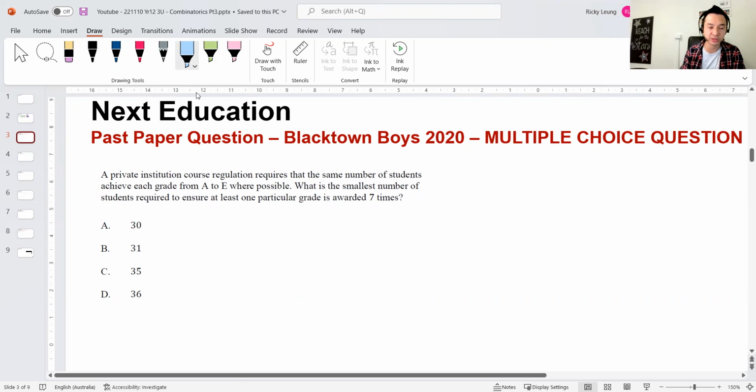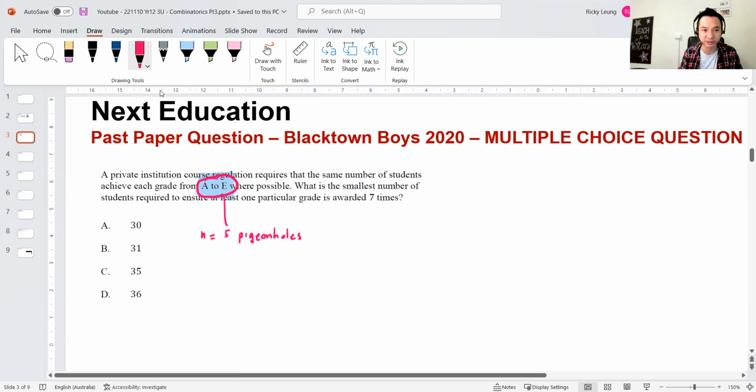Private institution course regulation requires that the same number of students achieve each grade from A to E where possible. What is the smallest number of students required to ensure at least one particular grade is awarded 7 times? So this is saying A to E essentially represents pigeons. So there are 5 pigeonholes here. In this case, n is 5 in the formula.